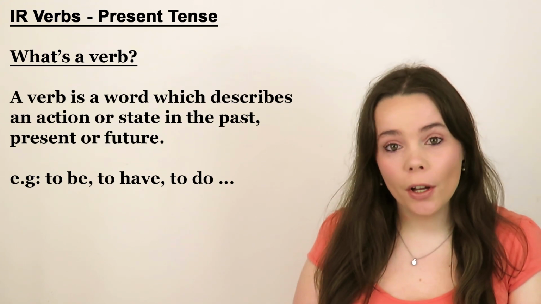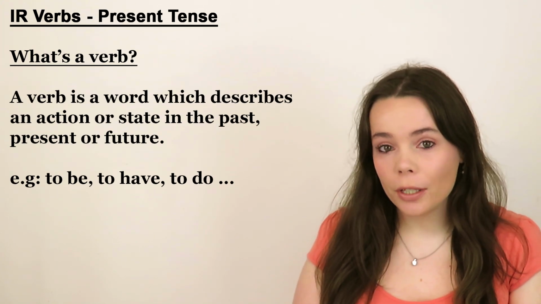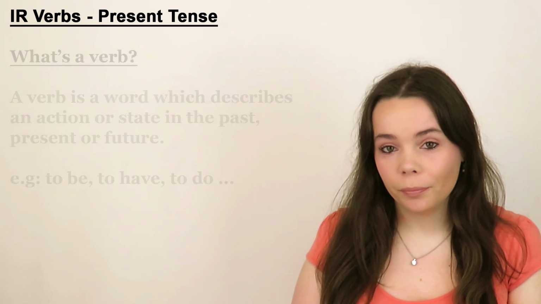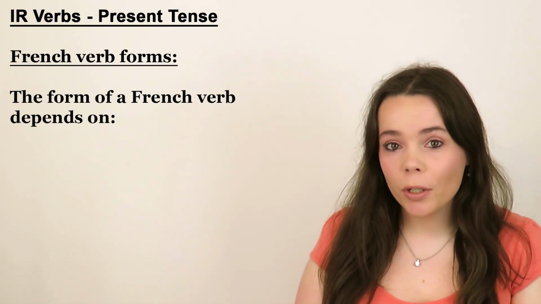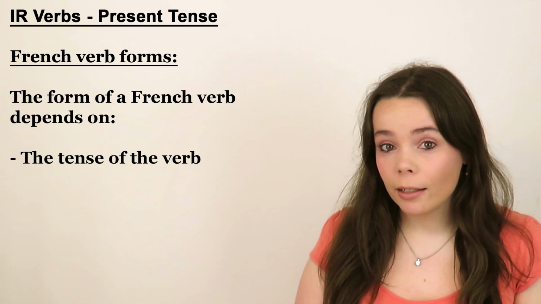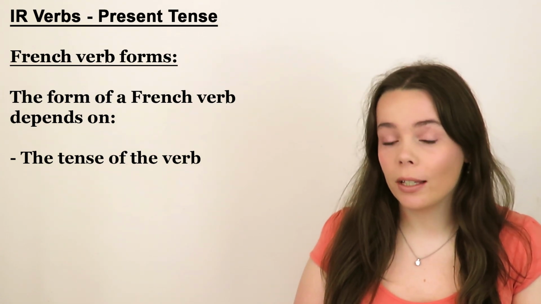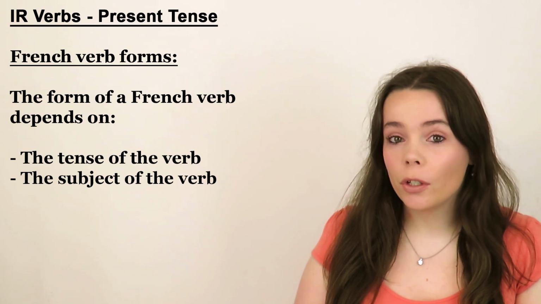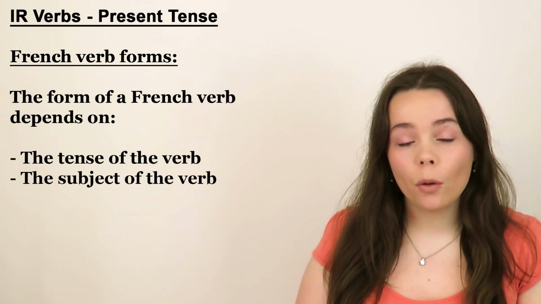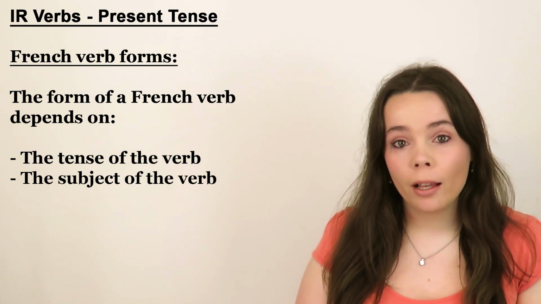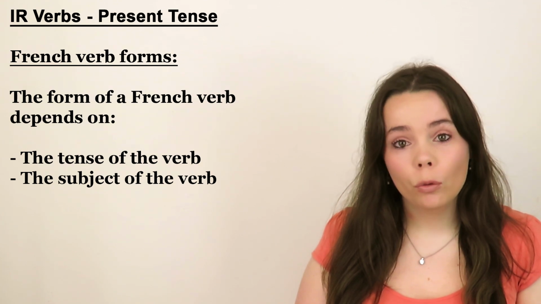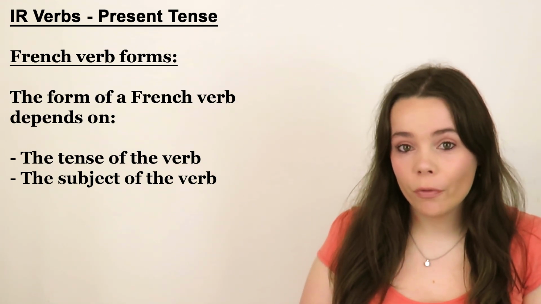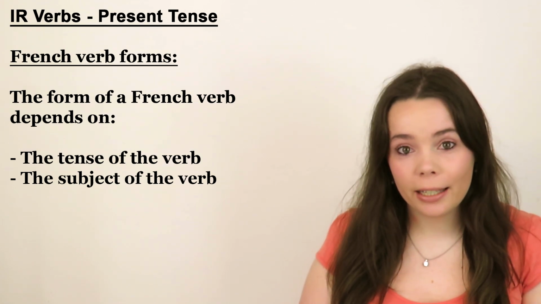A verb is a word that describes an action or a state, either in the present, in the past, or in the future. The way French verbs are formed depends on the tense, just like in English, so it depends on whether it's in the present, past or future, but it also depends on who the subject is. So it depends on whether you're using the verb with je, tu, il, nous, vous, ils, etc. As you may already know, the ending of the verb depends on who the subject is.